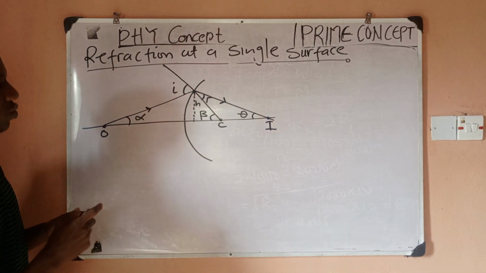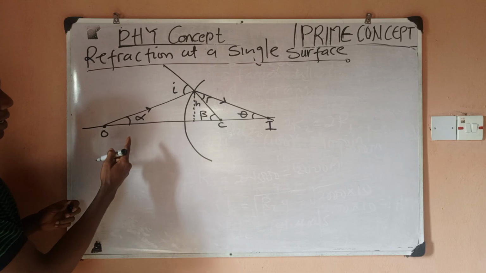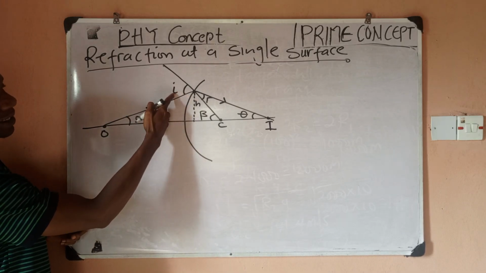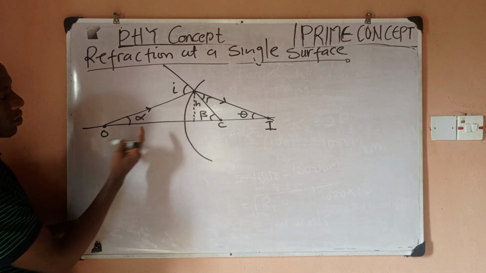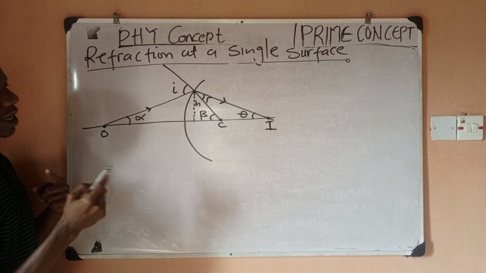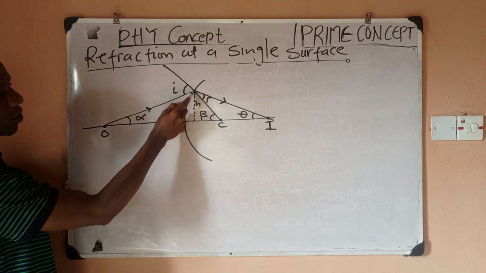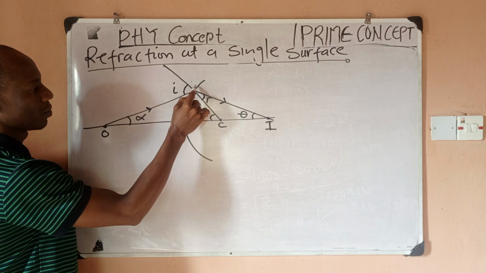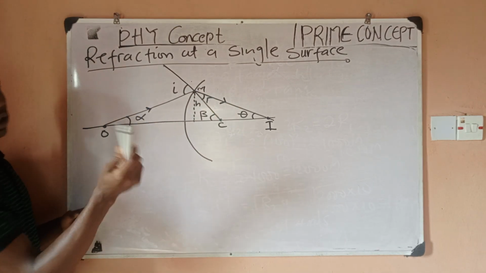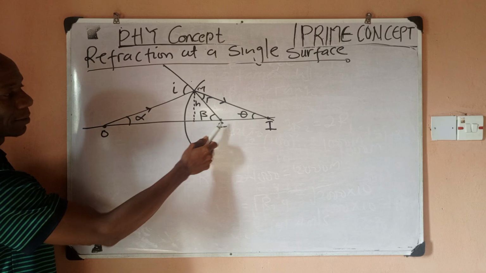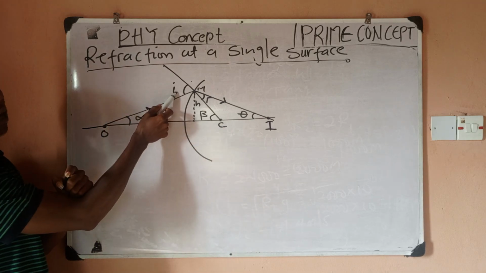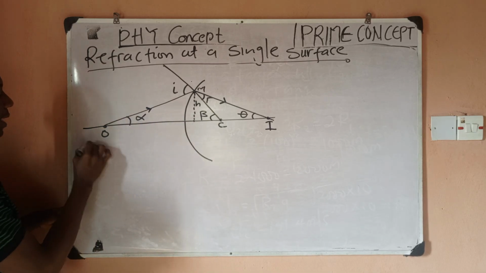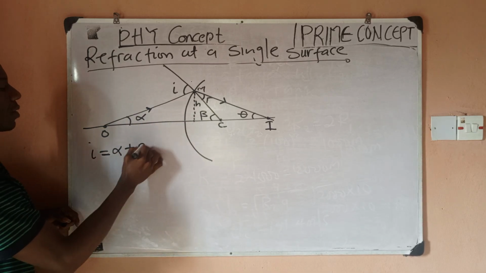Now see what we want to do. One of the things we know for triangles is that the exterior angle, which is I, is going to be the sum of the opposite interior angles. So if I consider this triangle at point O and at point C, let's say I'm calling this point M. So if I consider triangle MOC, it means that the exterior angle is angle I, which is the incident angle. It's going to be the sum of alpha plus beta. So I is going to be alpha plus beta.